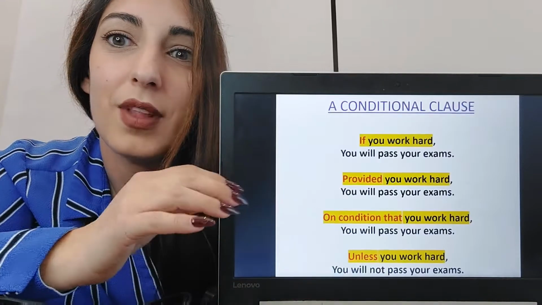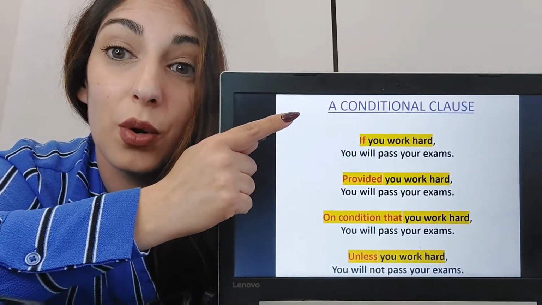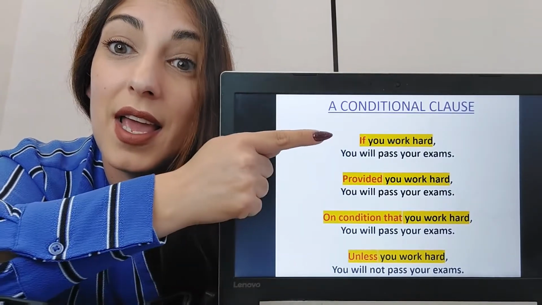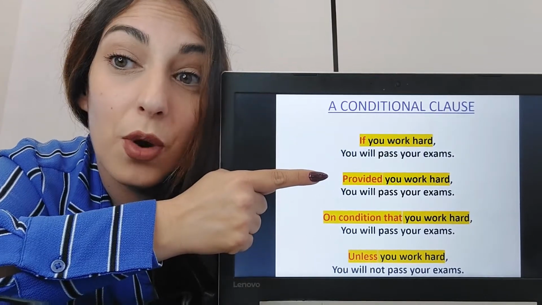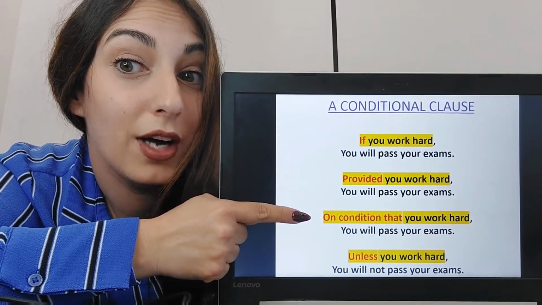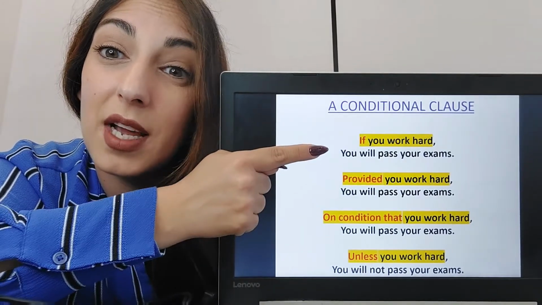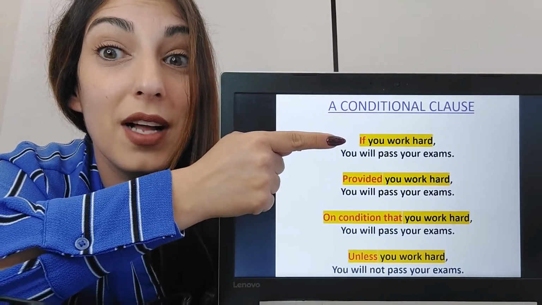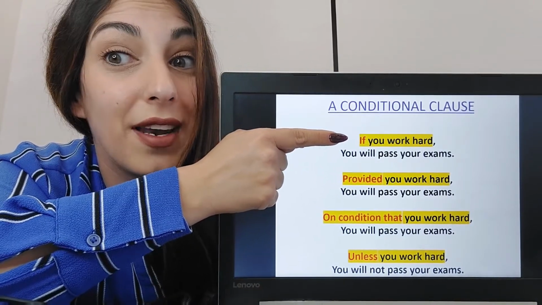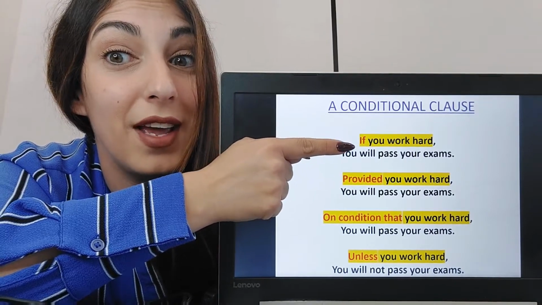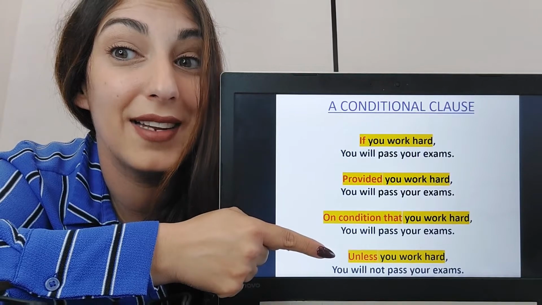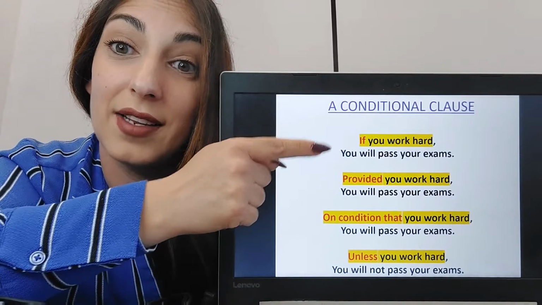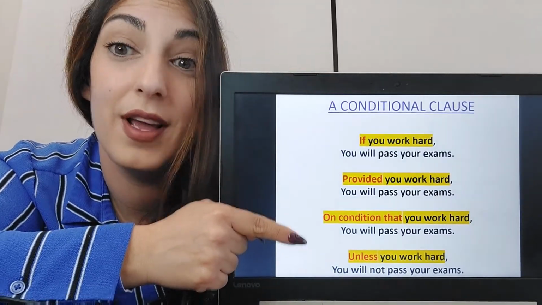Let's move on. Now, a conditional clause. What is a conditional clause? You'll see in yellow, I have highlighted the conditional clause of these sentences. If you work hard, provided you work hard, on condition you work hard, or unless you work hard. The second part of the sentence is not the conditional clause. The conditional clause, the conditional part, is the one that follows the connective, the conjunction: if, provided, on condition that, and unless. So you need to have a conjunction if you're going to have a conditional clause. And that in yellow, and you can pause the video and have a closer look, is the conditional clause.